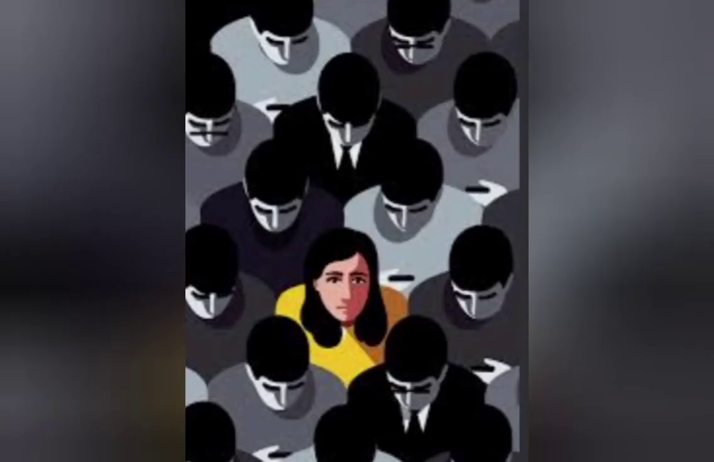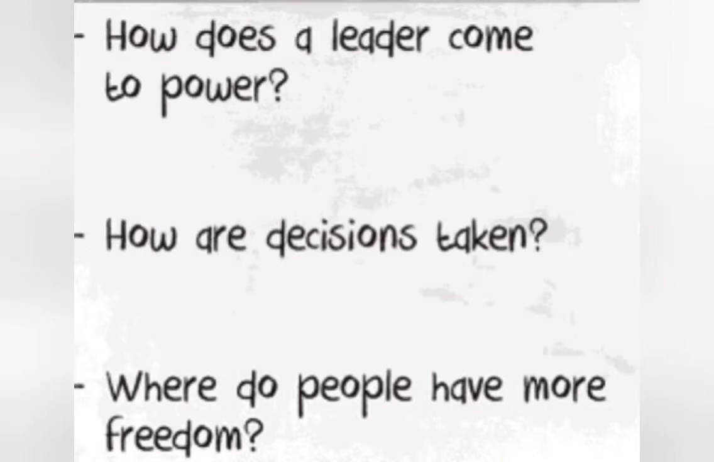Children, in some forms of government, decisions are made by one person, which everyone has to follow, while in a democracy, decisions are made collectively. So, children, today we will learn about how democracy is different from other forms of government. How does a leader come to power? How are decisions taken? Where do people have more freedom? Let's discuss this topic and find all the answers to these questions.